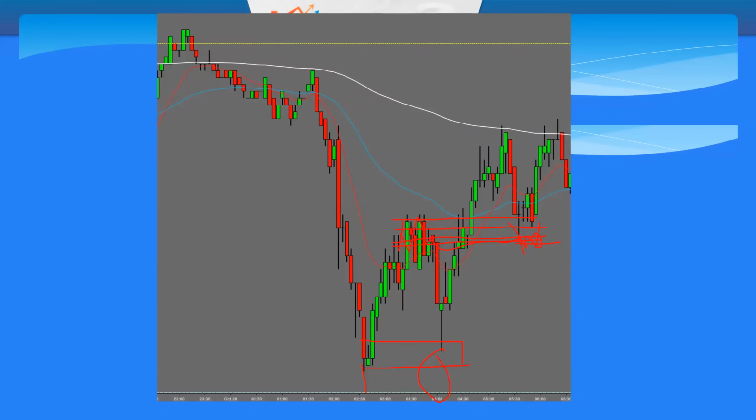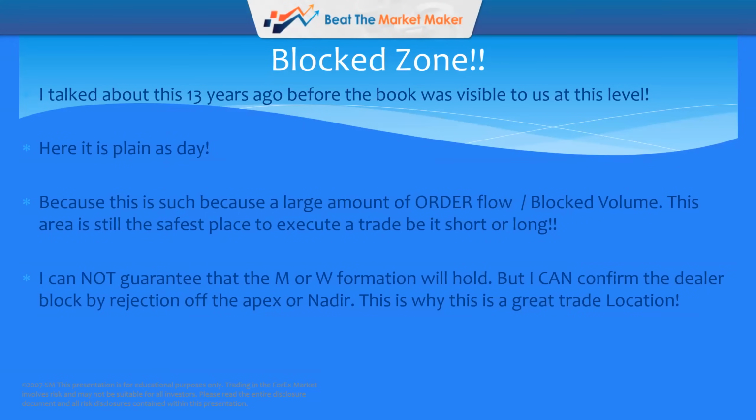All right, block zone. I talked about these block zones 13 years before the book was even visible to me, and I'm going to show it to you plain as day what it looks like. This is such a large amount of order flow or block volume that this area is still the safest place to execute a trade, to be long or short. And if you have that, you have the order block low or order block high of the day.